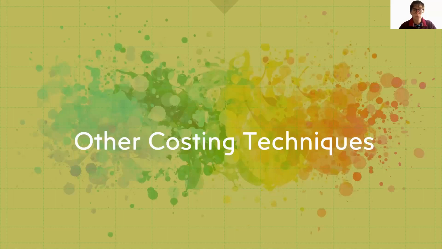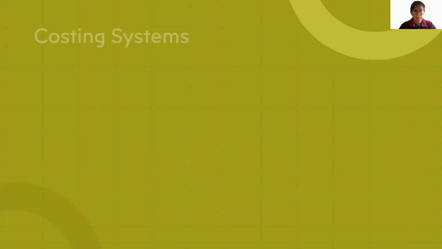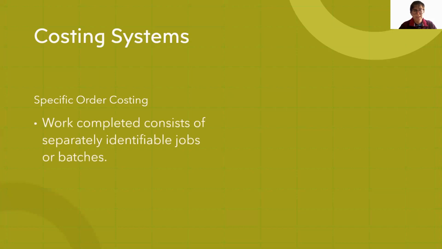In this video, we're going to explore some of the other costing techniques which can be used and are used by some businesses either alongside marginal or absorptional or activity-based costing. So these costing systems can include specific order costing. This can be used when work completed consists of separately identifiable jobs or batches.